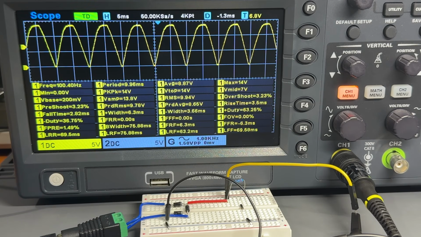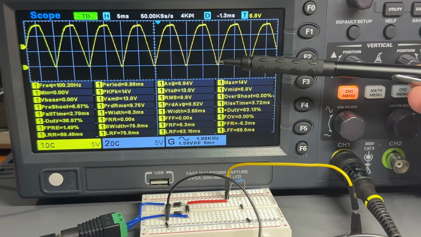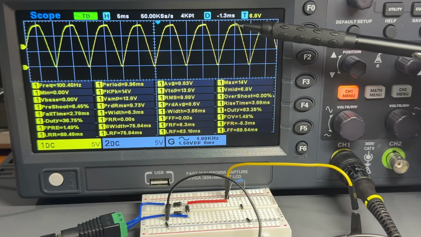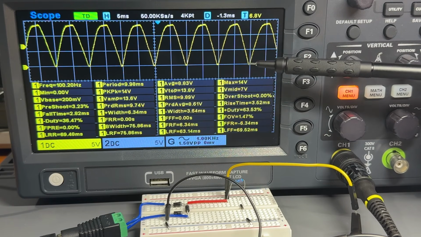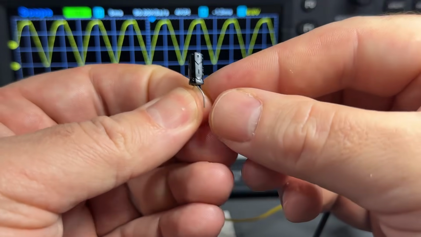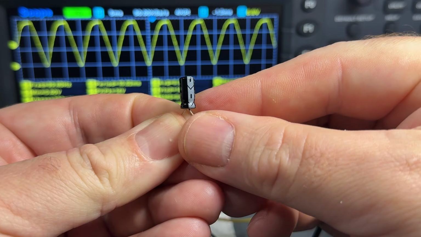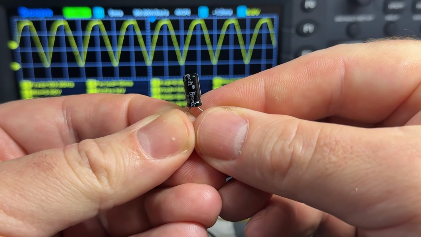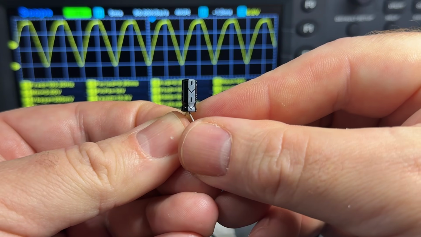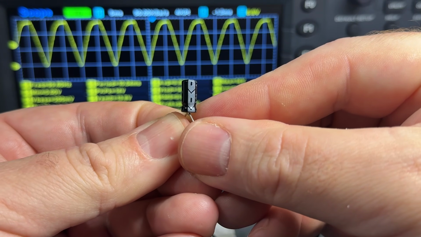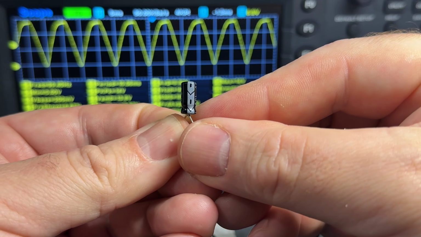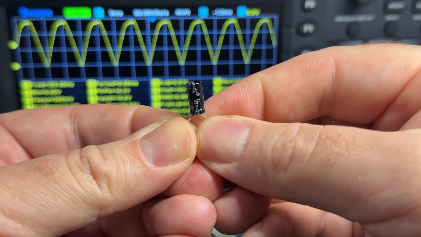Now, the ripple exists because the voltage falls between peaks while the load continues to draw current. To reduce that ripple, we can add an electrolytic capacitor across the output. Now, with the electrolytic, we need to pay attention to polarity here. So the positive leg is on the positive DC side of our load, and the negative goes to ground.